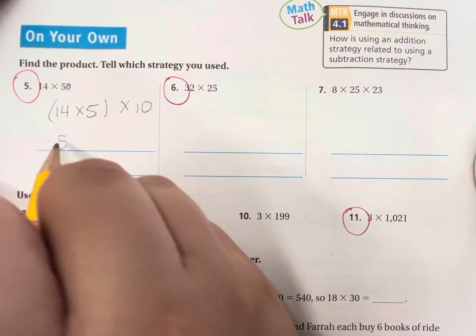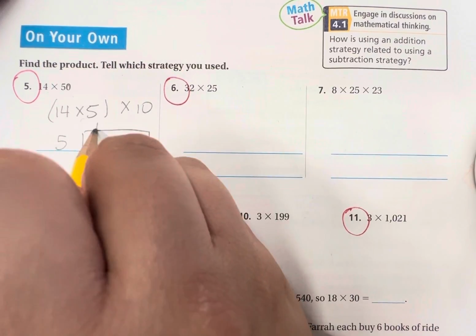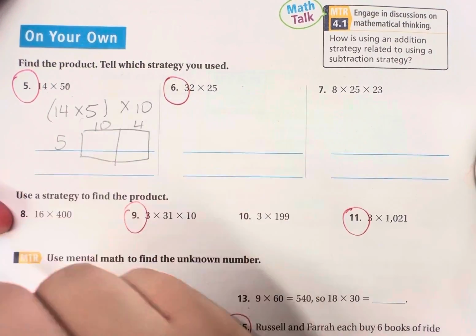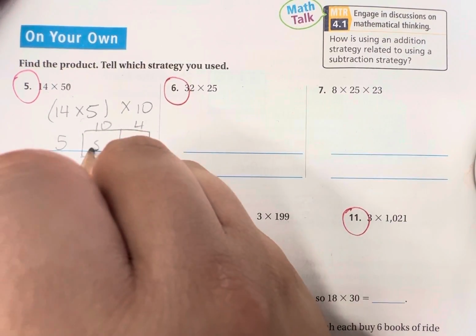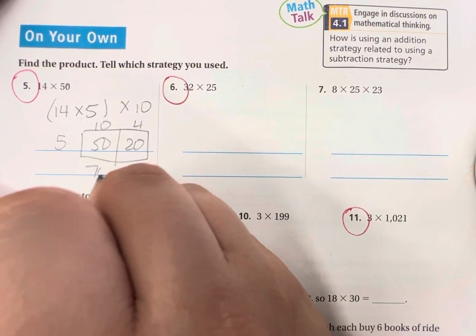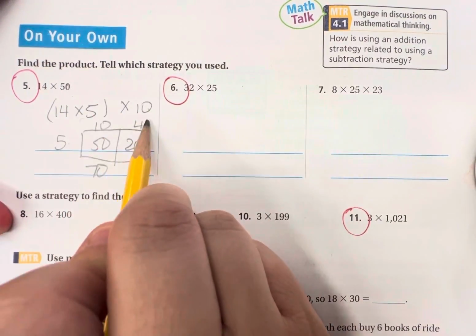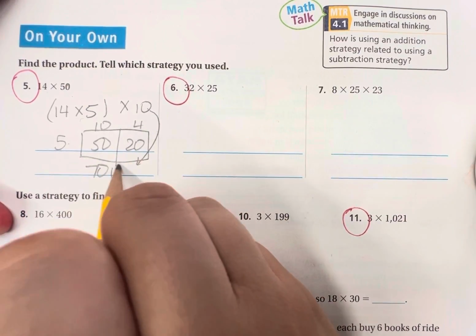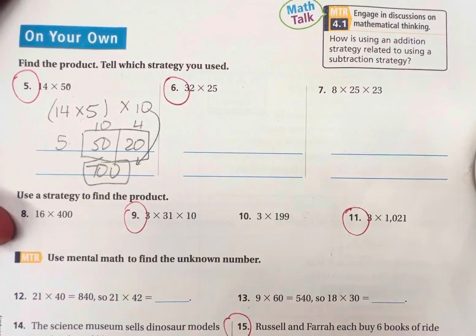So 5 can go outside the house, 10 and 4 here in expanded form. 5 times 10 is 50, 5 times 4 is 20. Added together, that's 70. Now you take that 0 that was at the end and just tag it on. So my final answer is 700.